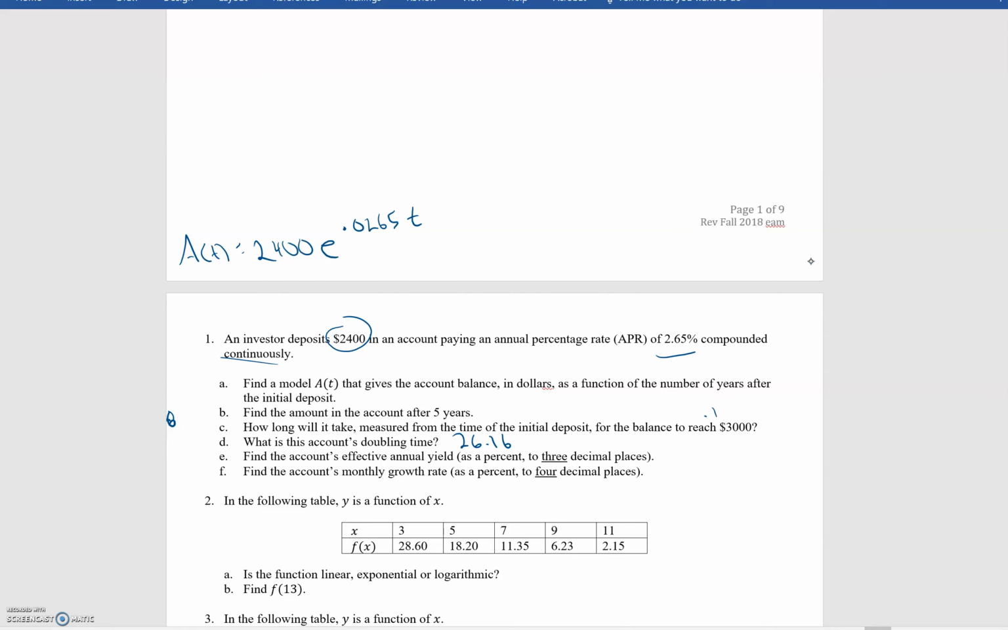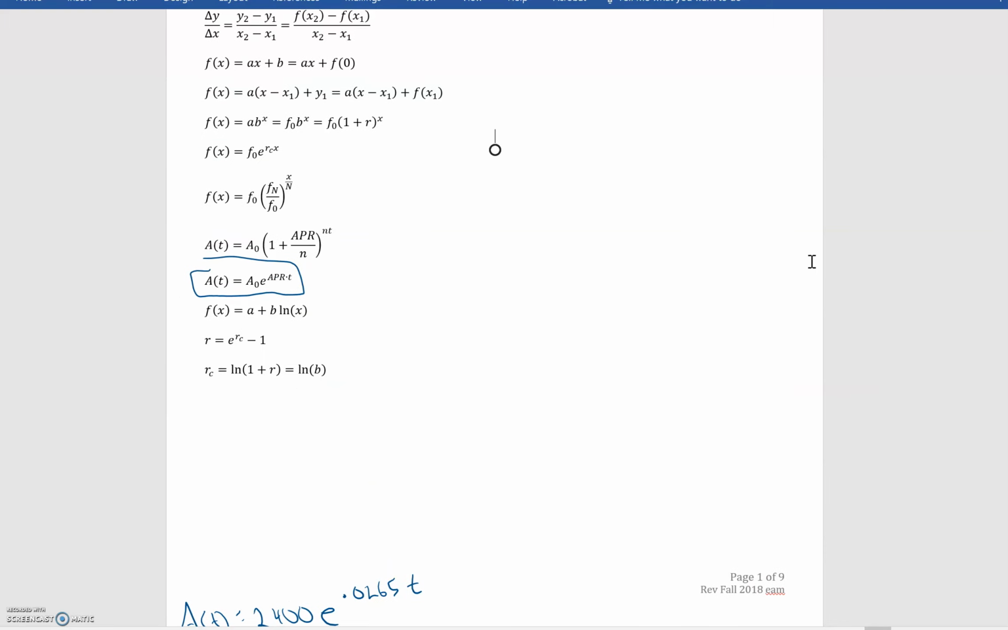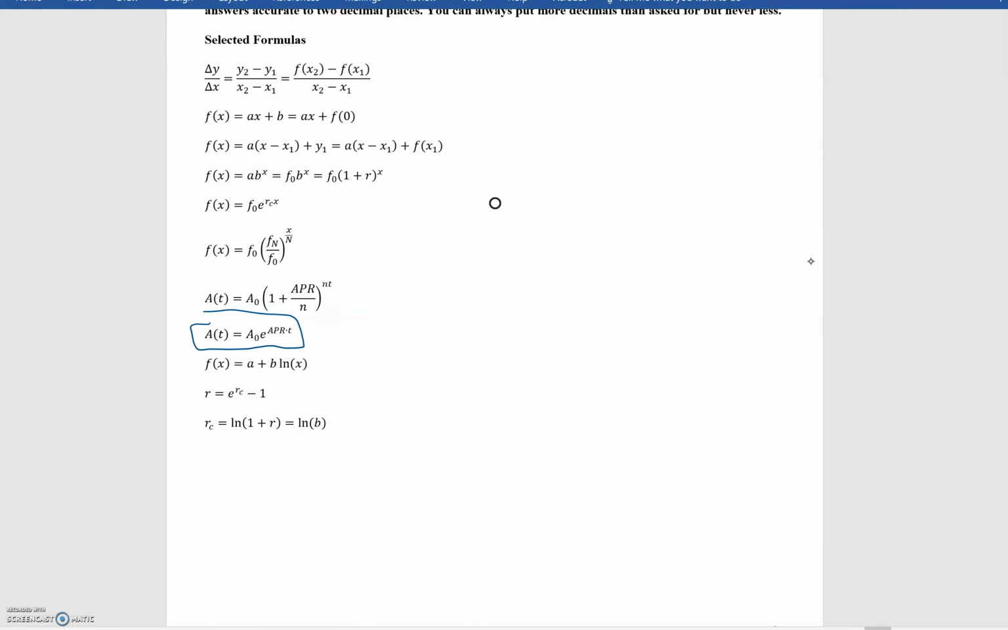All right, part E. Find the account's effective annual yield. This is the EAY, and we have a formula for this, although it's actually not on this list. But actually this right here is the formula in a sense. We just have to write it for the EAY. The EAY is e to the APR minus 1. And then if we want that in percent form, we multiply this by 100.